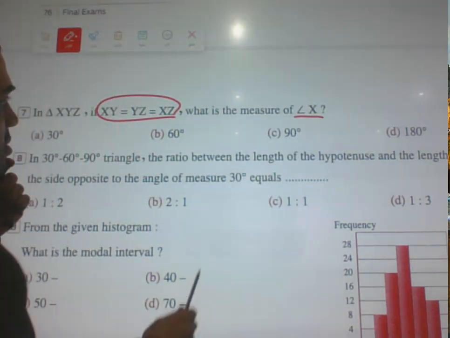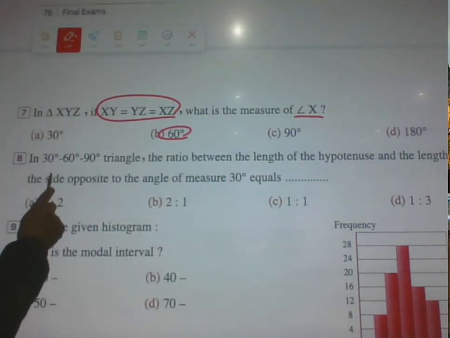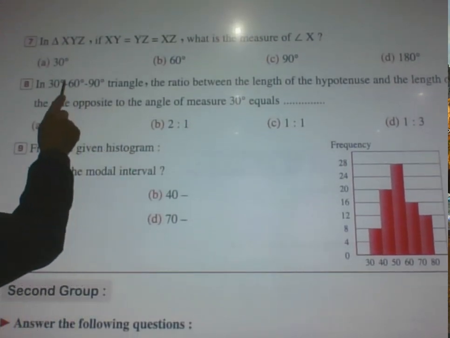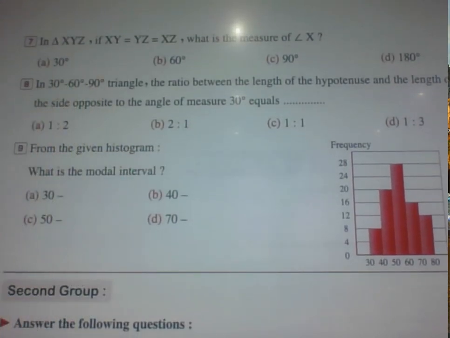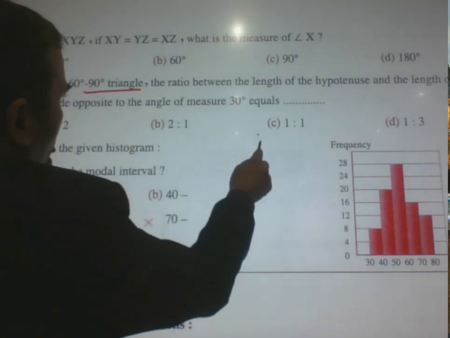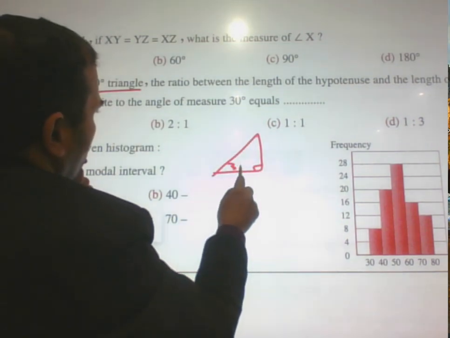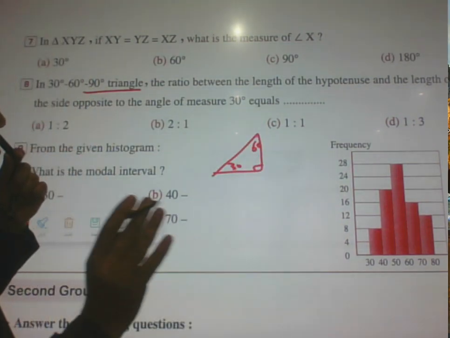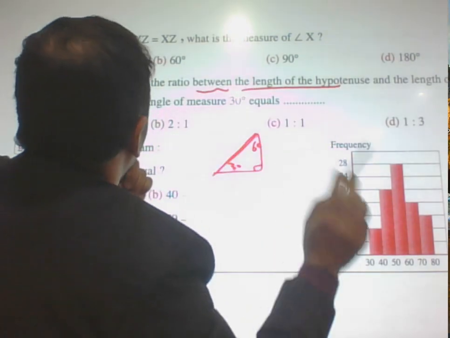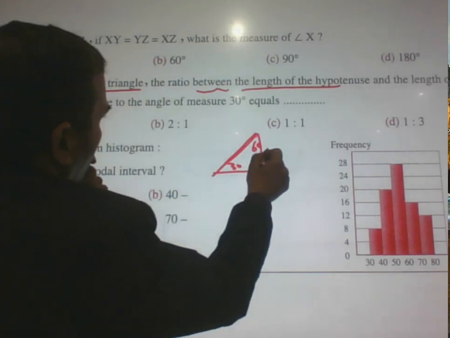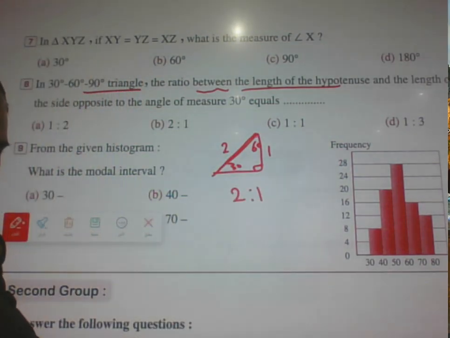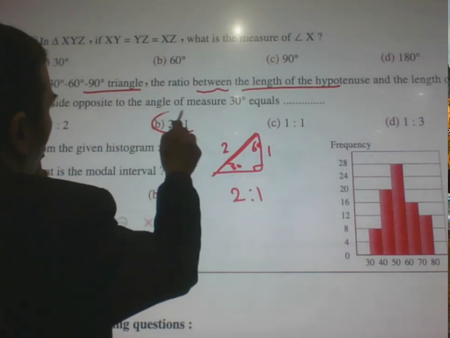Next question. Look at here. We have a 30, 60, 90. Oh, no, sorry. We have a triangle, it's not an interval. A 30, 60, 90 triangle is a type of triangle like this. We have a right angle triangle. This angle is 30 and here 60. He asked about the ratio between the length of the hypotenuse, here is the hypotenuse, and the length of the side opposite the angle of 30. We have 1 and 2, then the ratio will be 2 to 1. The ratio between hypotenuse to side will be 2 to 1. Okay, the ratio will be 2 to 1.